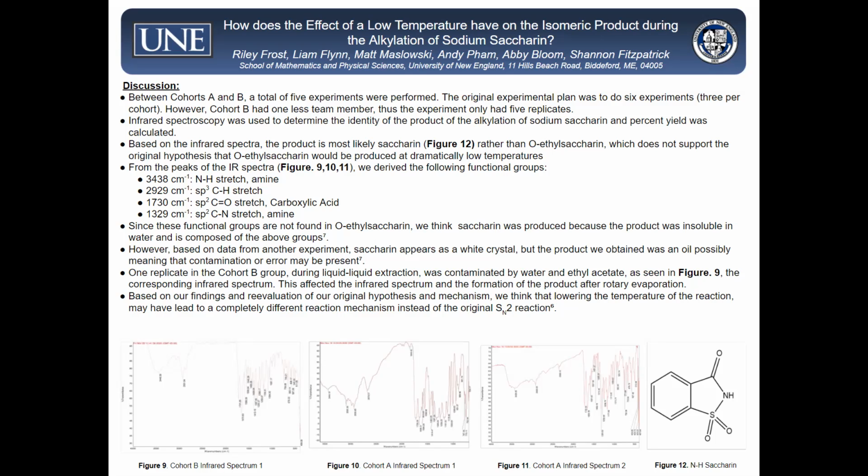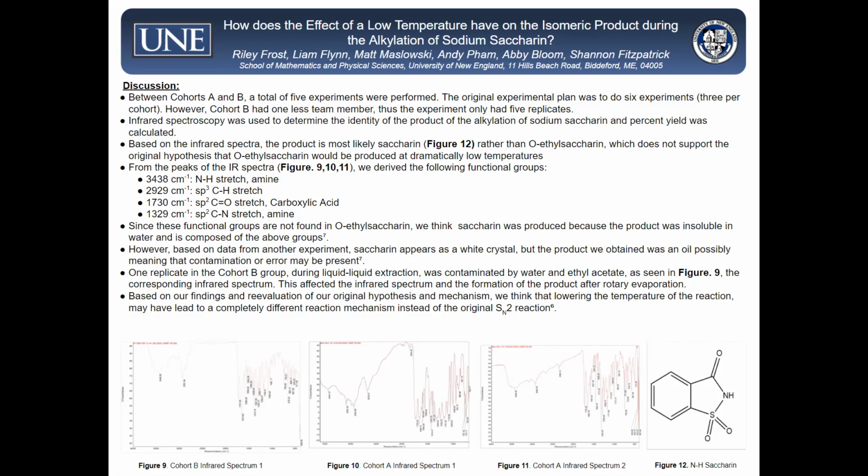From the peaks of the IR spectra, which are shown in figures 9, 10, and 11, we derived the following functional groups. At around 3,400 cm⁻¹, we had an NH stretch, which would be part of an amine. At around 2,900 cm⁻¹, we saw an sp3 CH stretch. At around 1,700 cm⁻¹, we saw an sp2 carbon-oxygen double bond stretch, which would be part of a carboxylic acid.